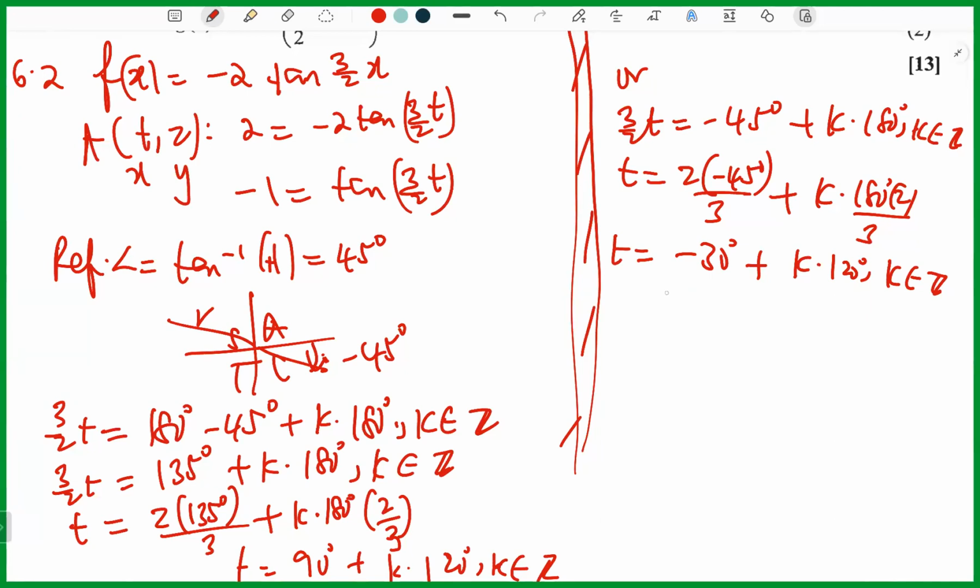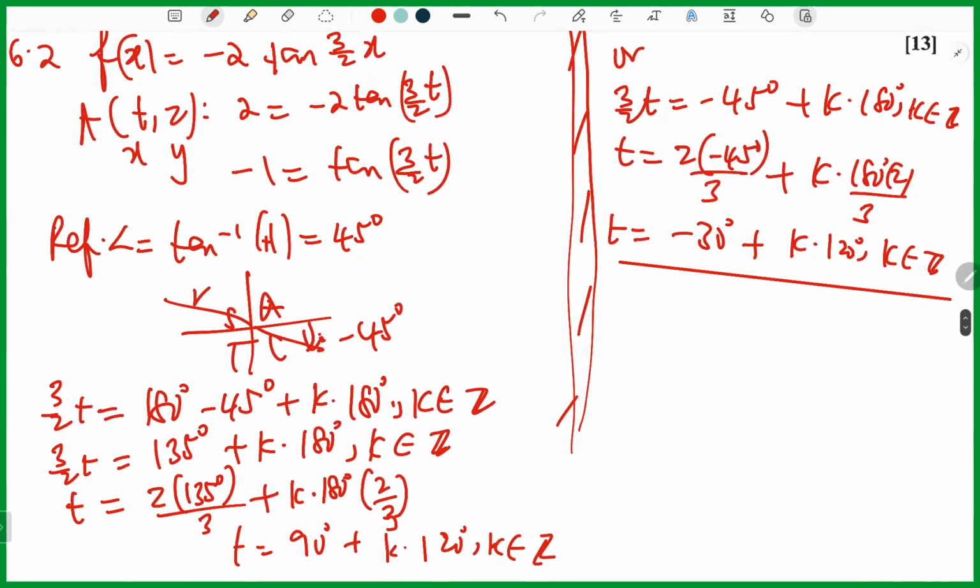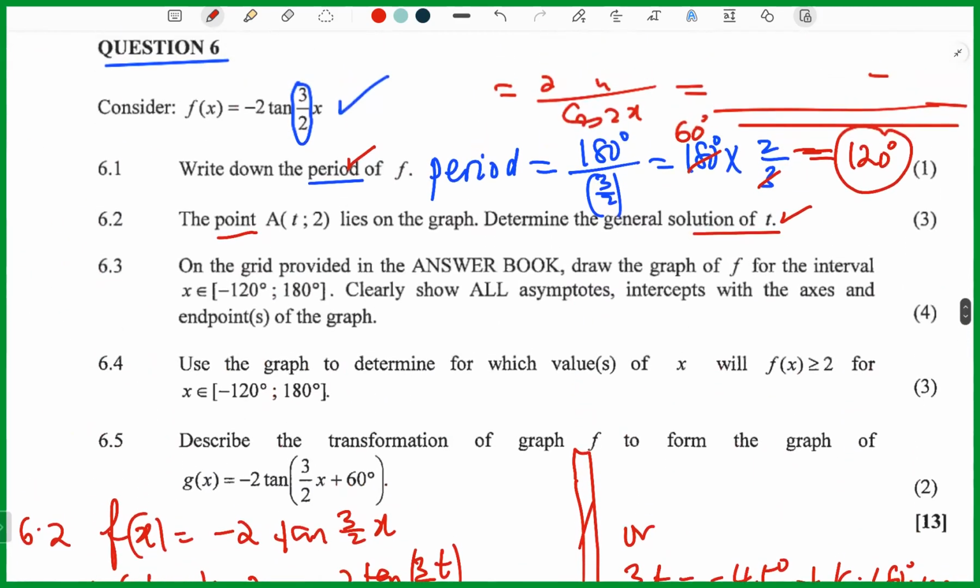So we have the minus 30 plus k times 120 degrees, and also you have the 90 plus k times 120 degrees. These are the actual general solutions, or they constitute what we call the general solution to the trigonometric equation. Okay, good. And then obviously, we said the point lies on the graph to determine the general solution. Of the 3 marks, we've just gone above and beyond there. All right, so we're good anyway.